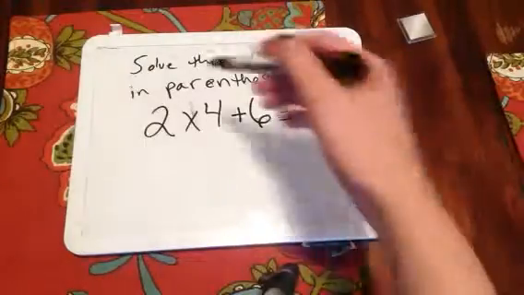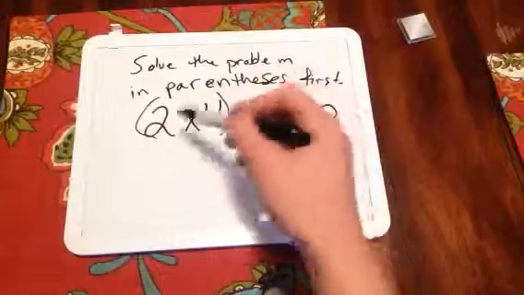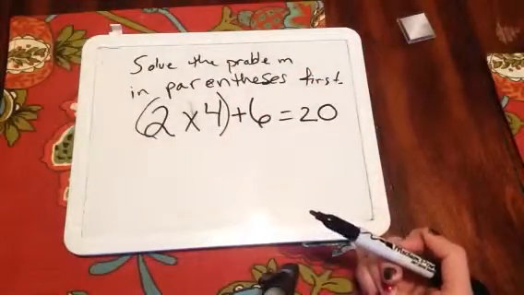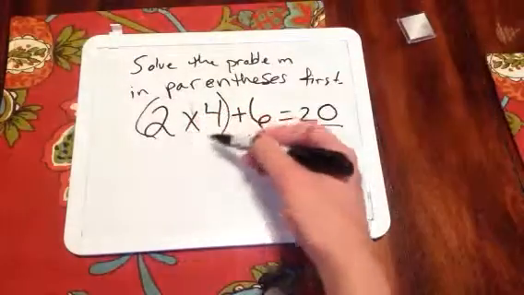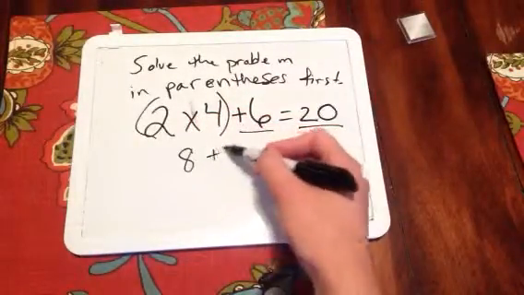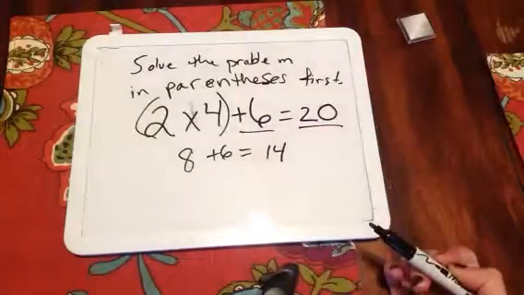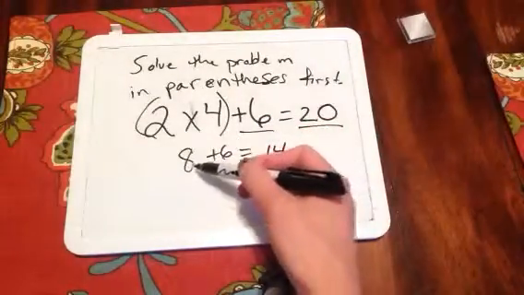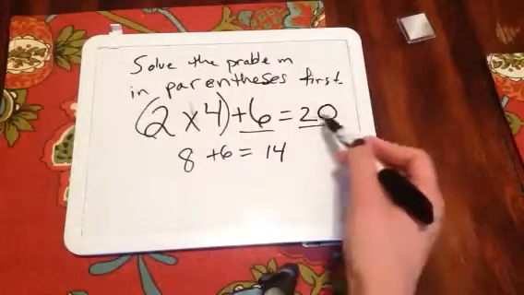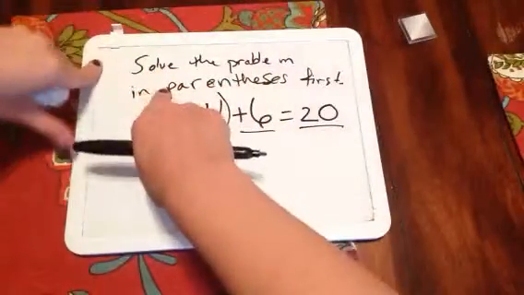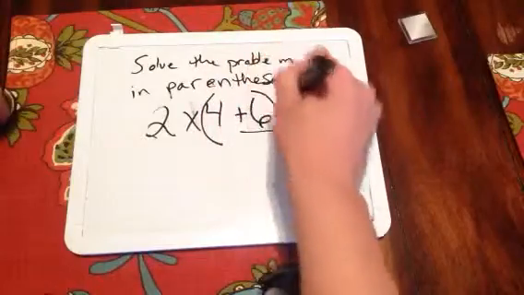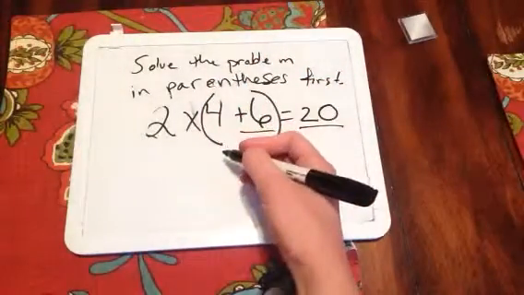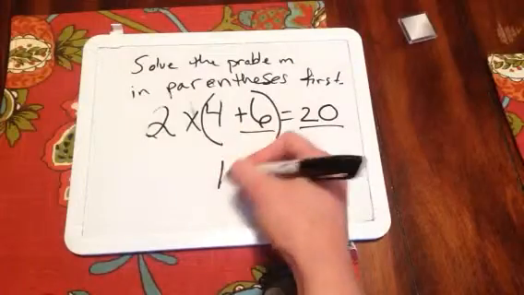So let's go ahead and figure it out. Let's put the parentheses around those first two numbers and see if we can make the equation true that way. 2 times 4 is 8. 8 plus 6 is 14. Is that true? Well, no, because 14 is not 20. We need to get to 20. So we know that we can't have those parentheses around those two numbers. So let's see if this will change it. Solve the problem in parentheses first.